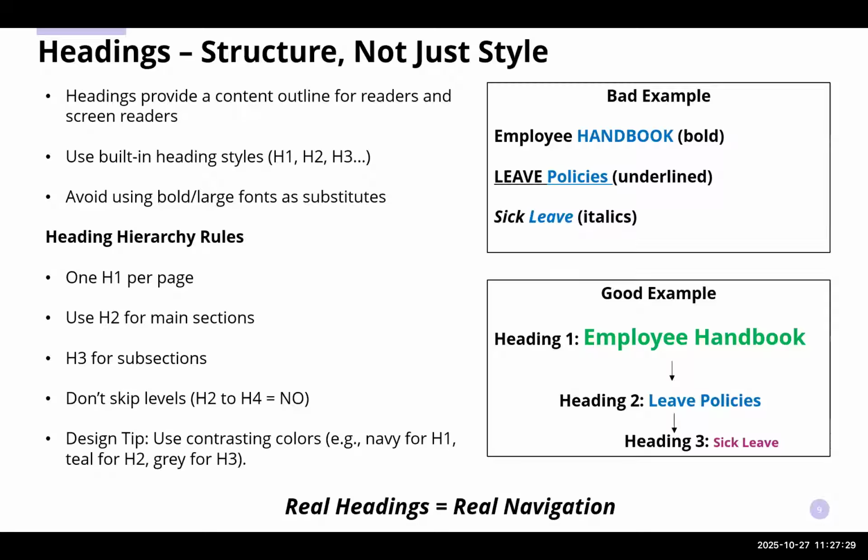For example, do not jump straight from heading 2 to heading 4, because screen readers rely on that consistency in order to understand the document's hierarchy, and it helps to understand the relation between each section. For example, you might have heading 1 as Employee Handbook, then heading 2 as Leave Policy, and under it heading 3, Sick Leaves. So it rightly arranges the hierarchy as well.